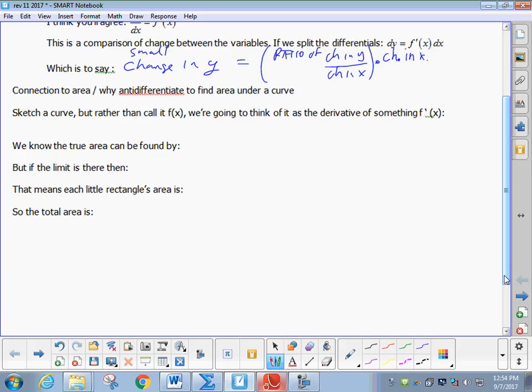Sketch a curve, but rather than call it f of x, we're going to think of it as the derivative of something. Can I actually pause and math geek out on you for just a second? Okay. It occurred to me yesterday that you don't appreciate analytic geometry. Do you feel like you appreciate analytic geometry? Do you even know what analytic geometry is? No. Silence says no. Okay. So this is so cool, just so you appreciate what you've been handed.